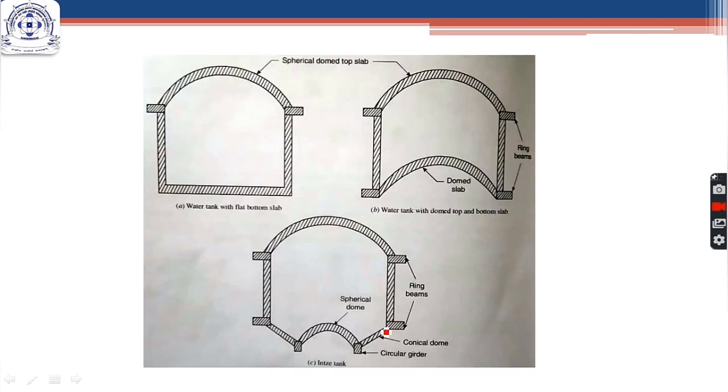So these are the different categories of tanks: flat bottom, top dome and domed bottom, top dome and conical and spherical dome at bottom. This is the base of your tank here, and this is the base here, and this is the base here. So you can see that different types of bases have been used. So the design of all these types of tank will be slightly different.